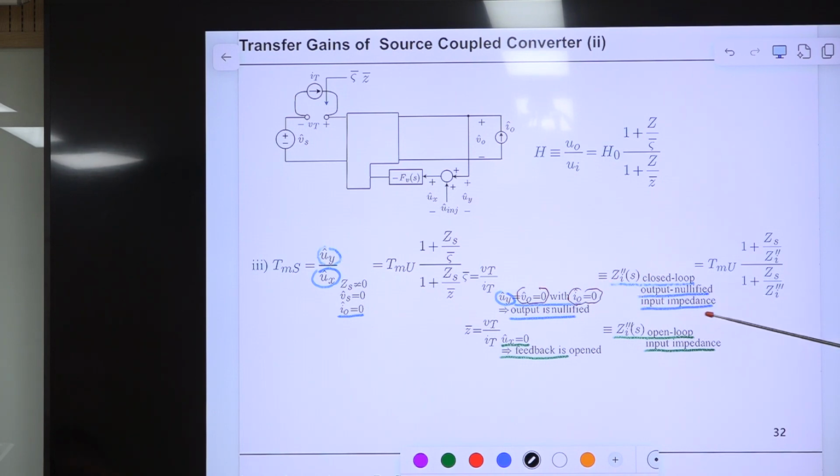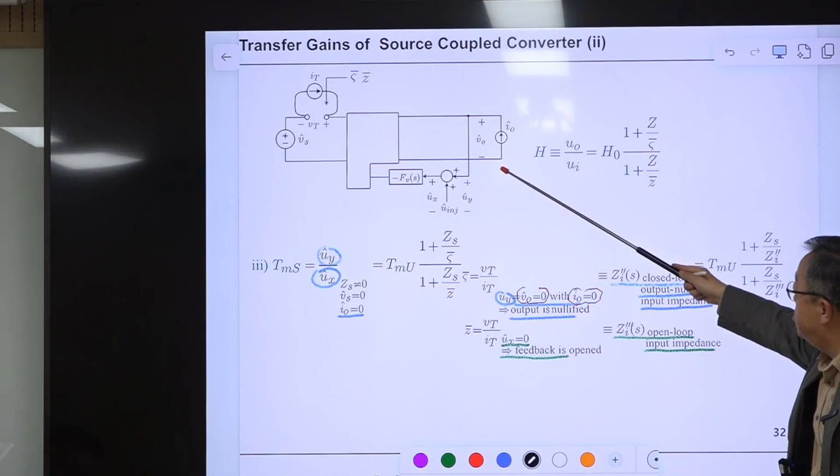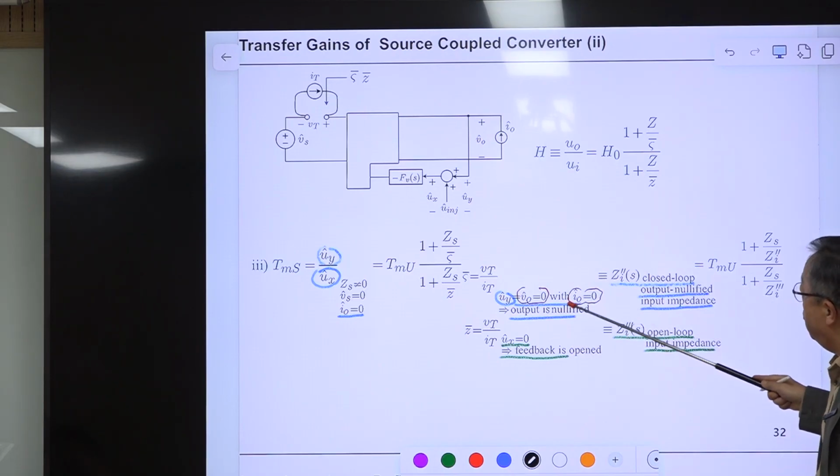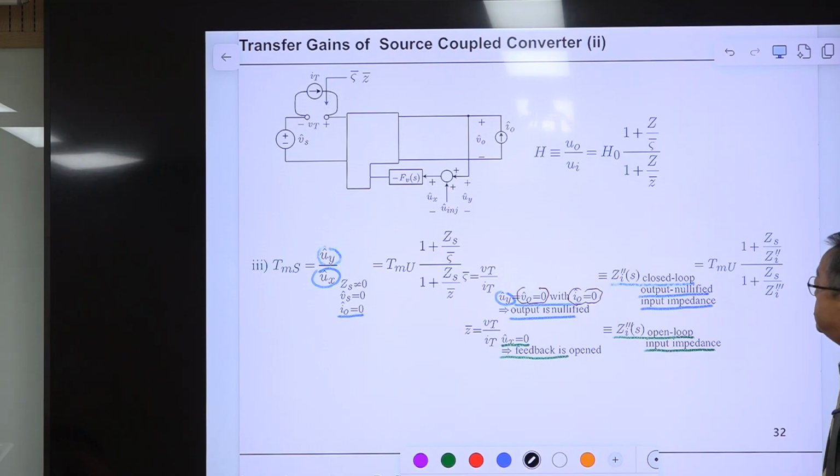This one is not trivial to evaluate. Okay, try to understand this. You need something, but believe this. This is the output nullified. Output is nullified here. Okay, so this is 0. This is 0. When this is 0, output is nullified.